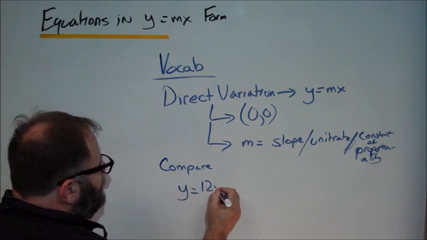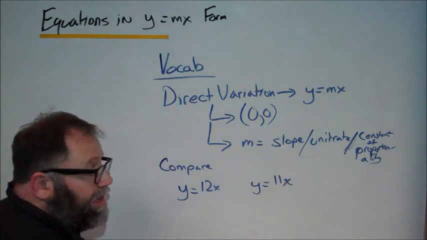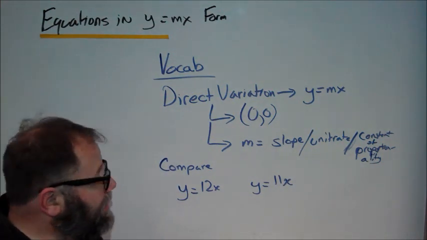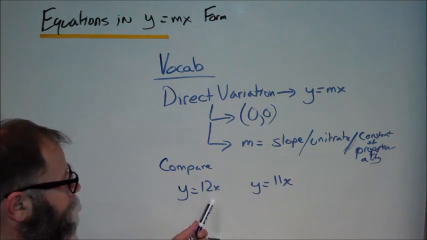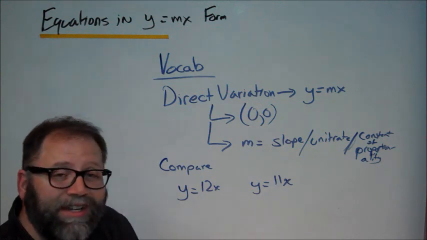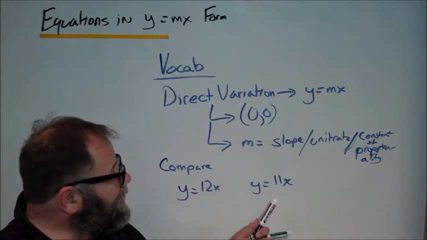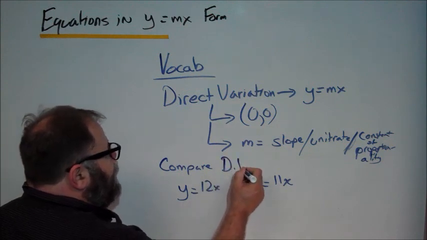Okay? We know that we can compare direct variation equations by checking to see what their slopes are. So if this was y equals 12x, y equals 11x, depending on what we were comparing, we could decide that this was faster and this was slower, or this person ate more hot dogs faster than this person did. That's how we can compare direct variation equations.